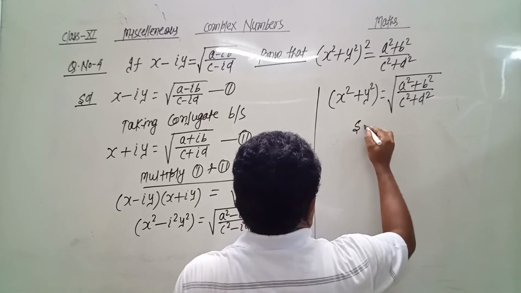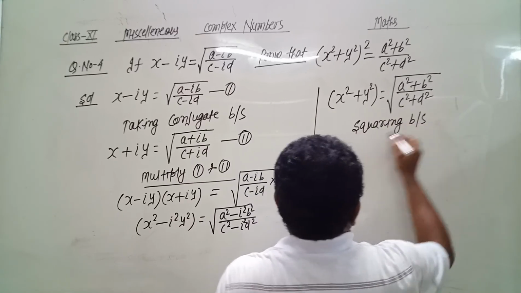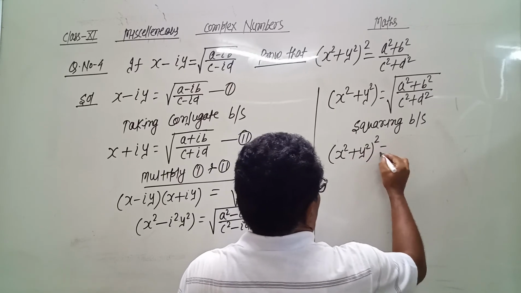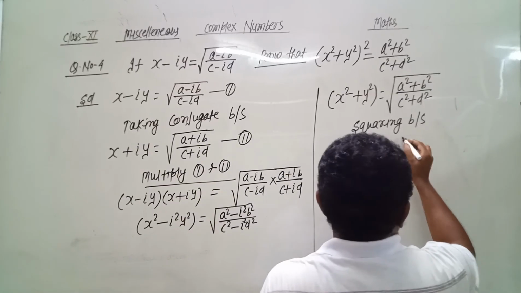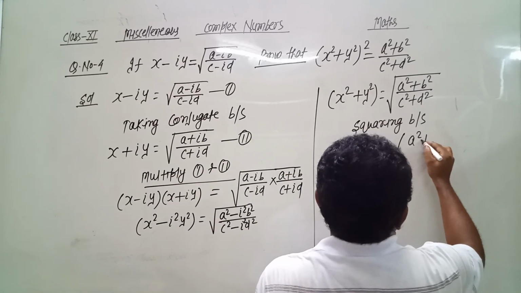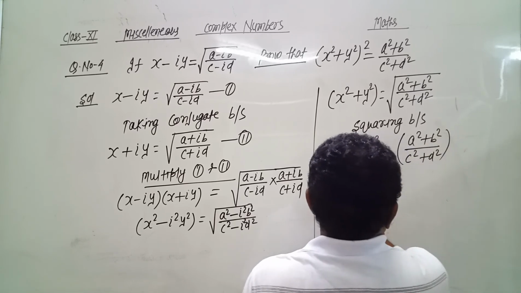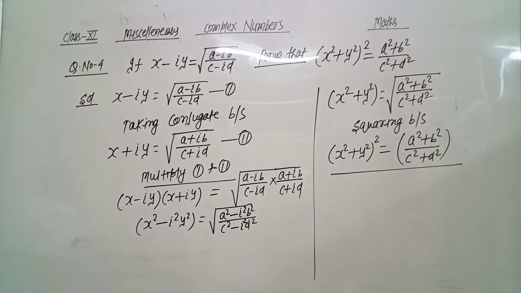Now squaring both sides, we get (x square plus y square) the whole square, and the square root gets cancelled, so it becomes (a square plus b square) upon (c square plus d square). So this we had to prove: (x square plus y square) the whole square equals (a square plus b square) upon (c square plus d square).